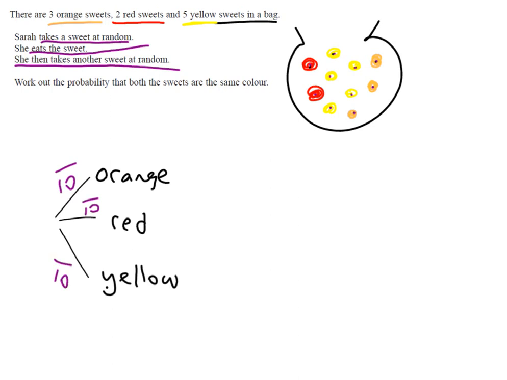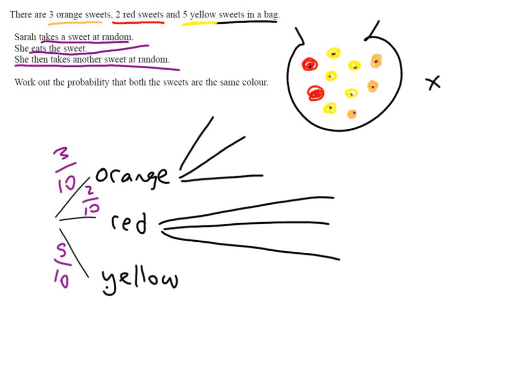Oranges, we've got 3 out of 10. Do not worry about simplifying. Red, 2 out of 10. Yellow, 5 out of 10. Okay. Now when we eat it, it's going to change, and depending on which one we eat, there's only going to be 9 left. So the next ones are going to be out of 9. Right. We need 3 choices for each. It's a right mess. As long as you can follow it yourself, that's the main thing.